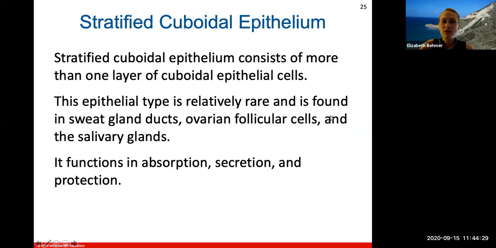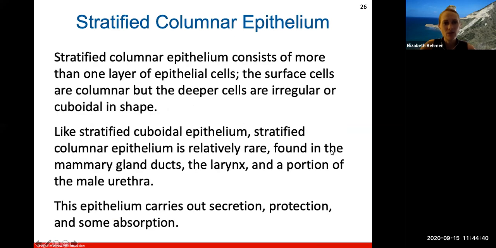Stratified cuboidal, multiple layers of cube-shaped cells. You'll find this in your sweat glands, your salivary glands. They help in absorption, secretion, and protection. Stratified columnar then is multiple layers of column-shaped cells. They help also in secretion, protection, and absorption. We'll find them in male urethras.